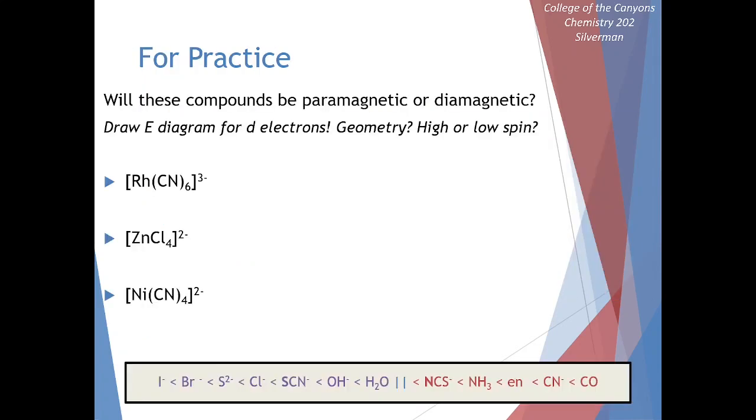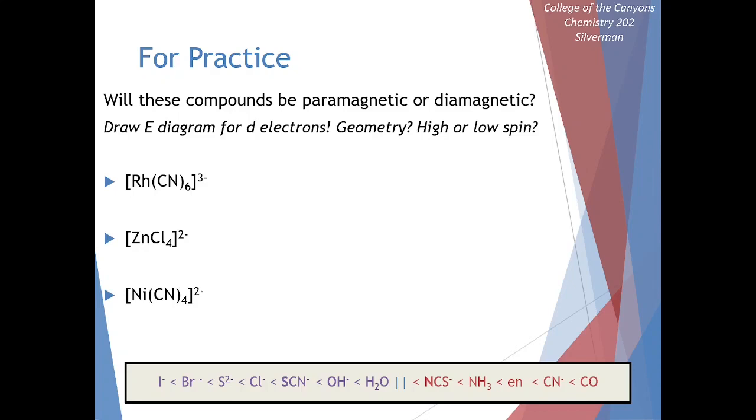All right, we have one last question to wrap things up. Will these compounds be paramagnetic or diamagnetic? Can we draw the electron diagram? Can we figure out the geometry? Can we figure out if they're high spin or low spin based on all of our knowledge from this chapter? We can look at this first one together.